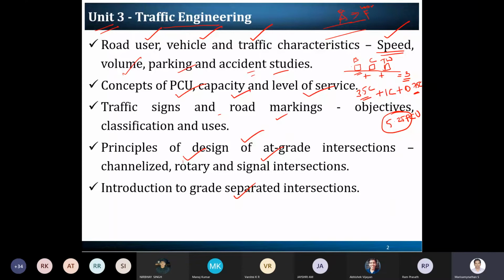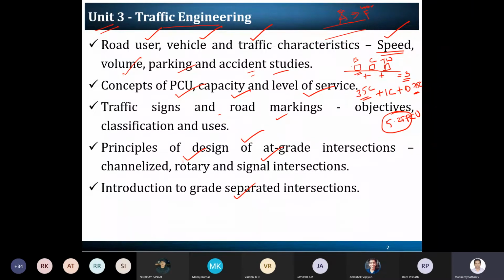So this is the overall content. I can say that it is overloaded content in your third unit when it comes to traffic engineering, but we are going to cover it only at the concept, fundamental and basic levels. Since it is at the basic and fundamental level, the load is comparatively less.